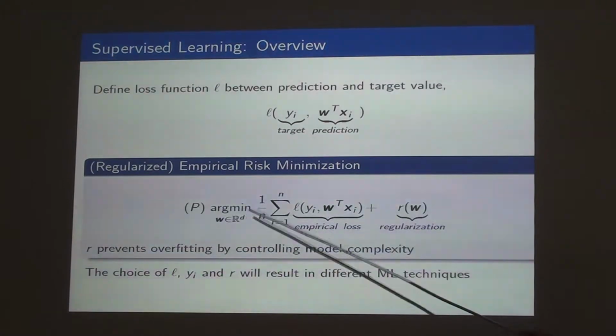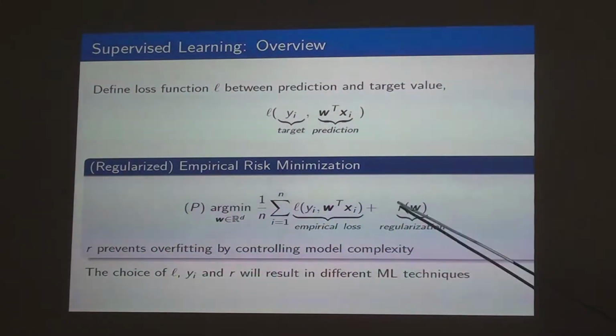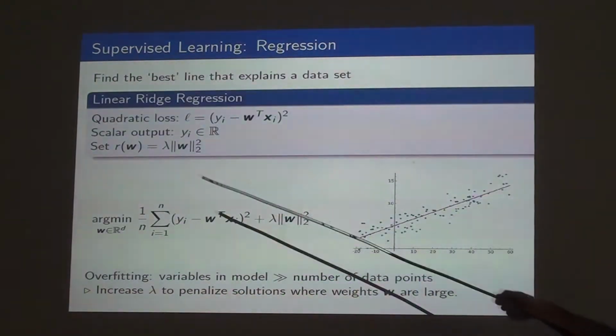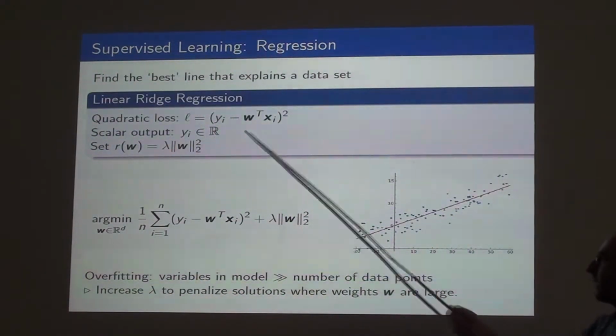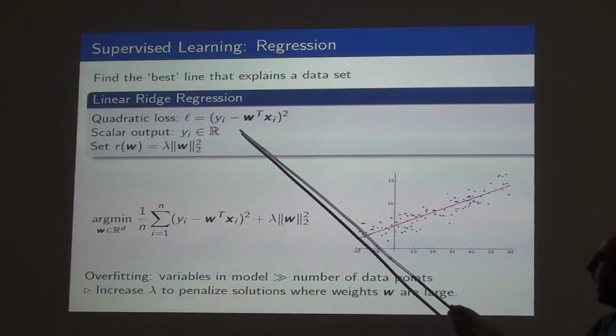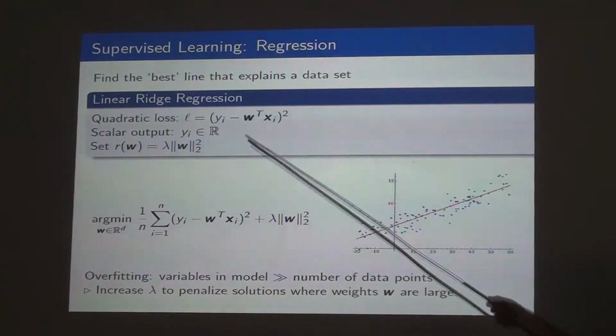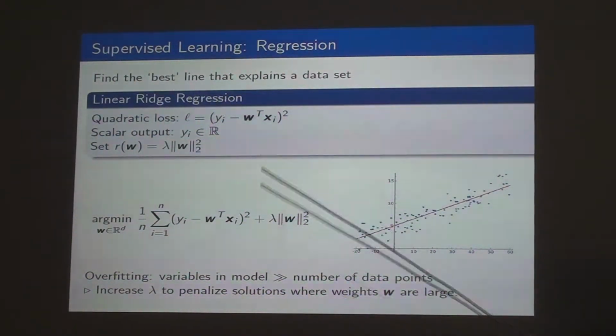It turns out that this is a very generic problem formulation, because by picking different choices for the loss function, L, and different functions for the regularization parameters, we end up with other very well-known techniques in supervised learning. So for instance, if we let L be a quadratic loss, so it just measures the squared difference between yi and the prediction, then we end up with the famous linear regression.